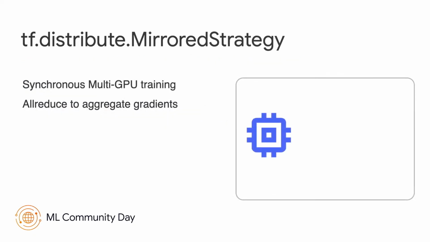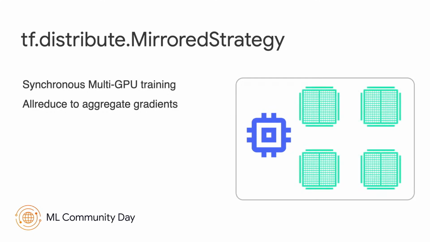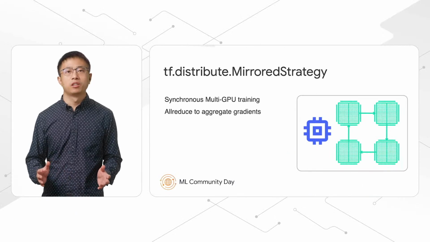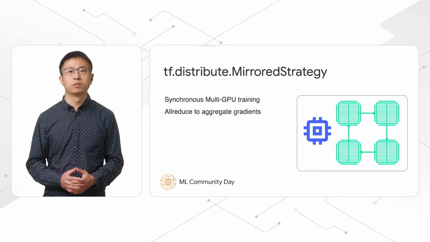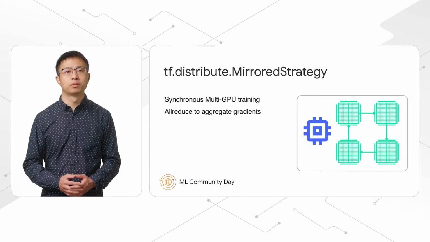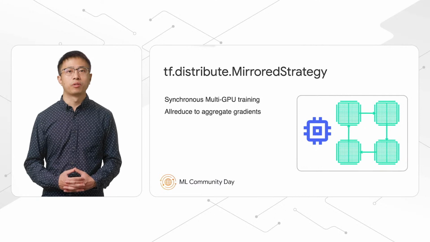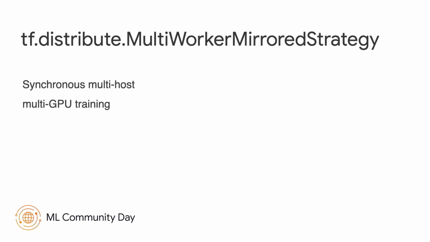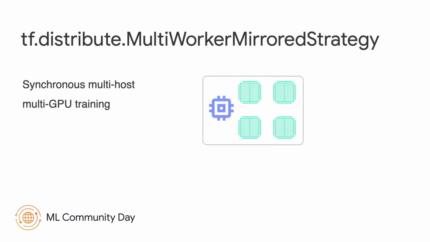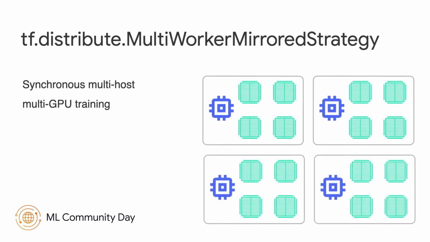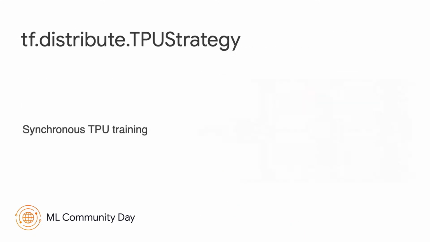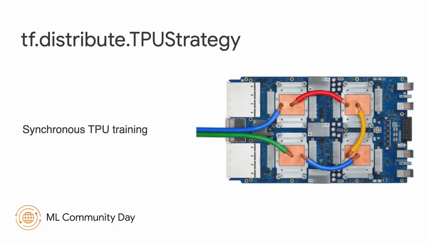We released this library in 2018 with MirroredStrategy, which provides multi-GPU synchronous training. It does data parallel training as it replicates model variables and computations on all the GPUs. All GPUs run in lockstep and use all-reduce to aggregate gradients. MultiWorkerMirroredStrategy is similar to MirroredStrategy, but it supports synchronous training on GPUs on multiple hosts. We have also developed TPUStrategy. It supports synchronous training on TPU chips.